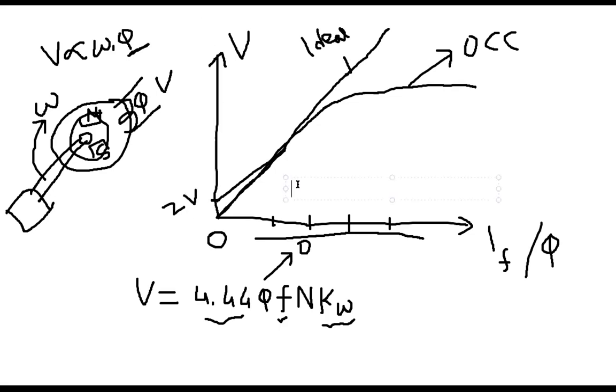This is called residual magnetism. This means that, for example, today someone used the generator and the field was excited. And then you stopped the experiment.